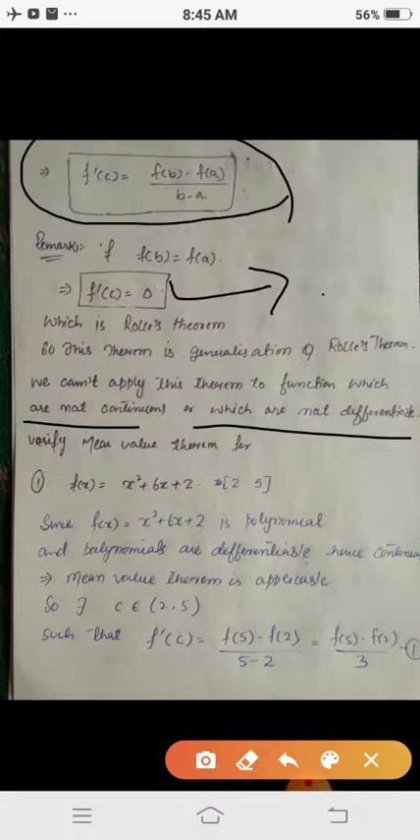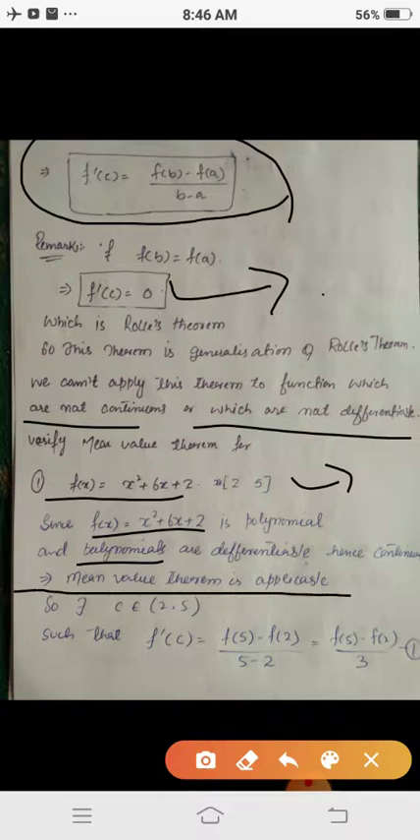Like if we consider a function f(x) = x² + 6x + 2 on the closed interval [2, 5], we have to verify the mean value theorem. Since f(x) = x² + 6x + 2 is a polynomial, and we know that polynomials are continuous as well as differentiable at any x, we can apply the mean value theorem. So by this theorem there exists a point c in the open interval (2, 5) such that f'(c) = (f(5) - f(2)) / (5 - 2), that is (f(5) - f(2)) / 3. Name it equation first.